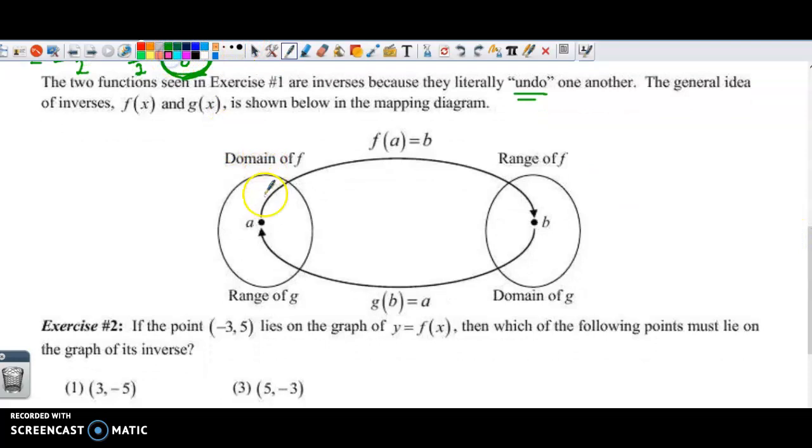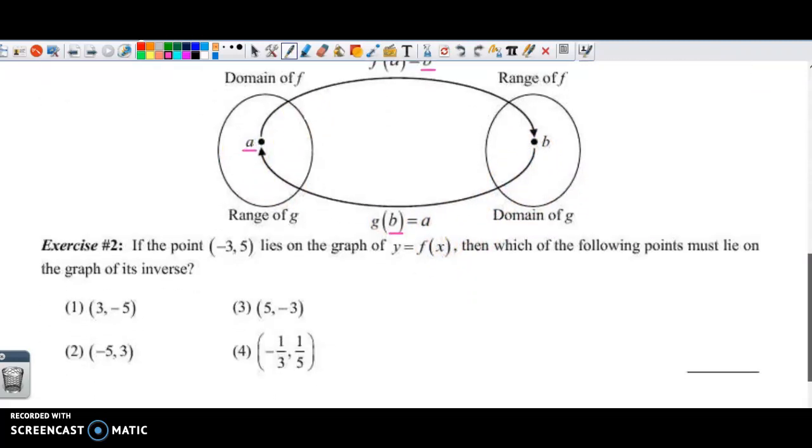So what happens is you'll look at a problem, you'll plug in a for the function f, and you'll get some letter b. That will be the range of f. But then, when you do g of b, you'll go backwards and get a. And that cycle just repeats over and over again.